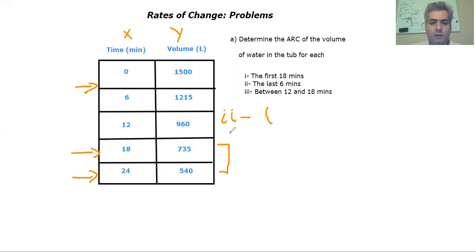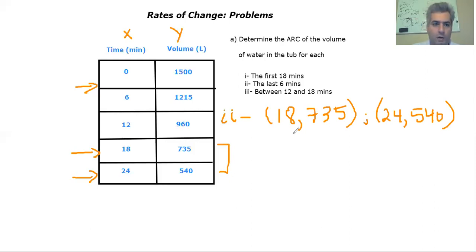So our x coordinate in this case for the first interval, or for the first coordinate, would be 18, 735. And the second coordinate would be 24, 540. And again, I'm going to identify each coordinate point with the x1, y1, x2, y2. So we'll call this x1, y1, and we're going to call this x2, y2. We're going to follow the same path, the same formula.